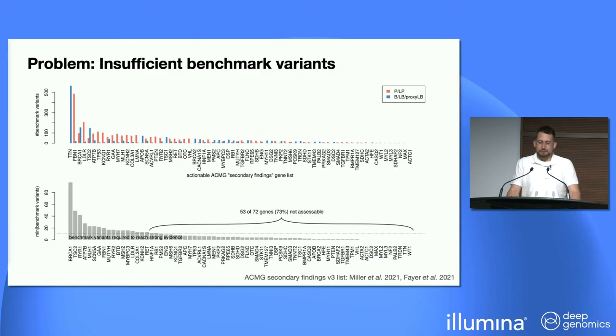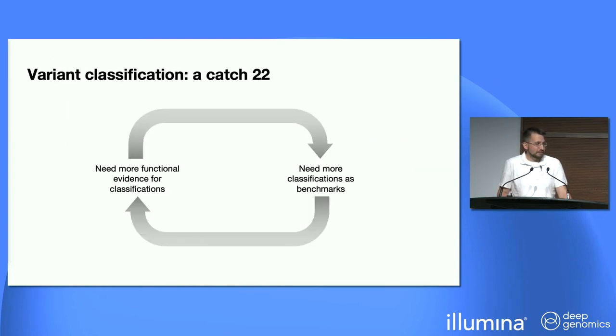Let's move on to the final problem that I wanted to talk about, which is a problem that actually affects both of those approaches, both the thresholding approach that Shawn talked about and that dynamic approach that we're currently working on, and that is that there's just too few benchmark variants out there to use these solutions for most of the genes that we're interested in. Out of the 72 genes on the ACMG secondary findings list, there are 53 that don't have enough benchmark variants to make a usable assessment of current maps. And that kind of causes a catch-22. On the one hand, we need more functional evidence to make classifications, but on the other hand, we also need more classifications that we can then use as benchmarks to make those maps interpretable.